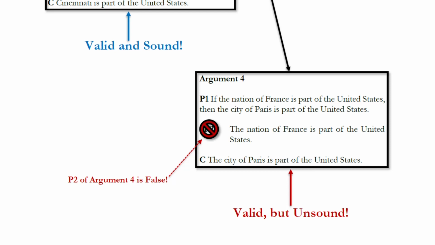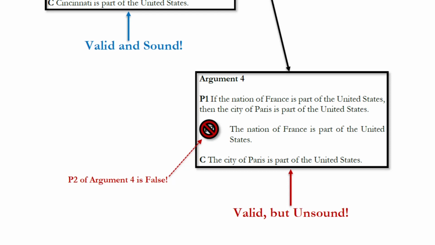If France being part of the United States means that Paris must be part of the United States, and if France is in fact part of the United States, then it would follow that Paris must be part of the United States. This is valid reasoning. But is the argument sound? Are the premises true? Well, first, let's look at P1. We might be tempted to say that P1 is false because, of course, in the real world, France is not part of the United States. However, that is not what P1 is saying. P1 is simply saying that if France were part of the United States, then the city of Paris would be part of the United States as well. And that is a true statement.